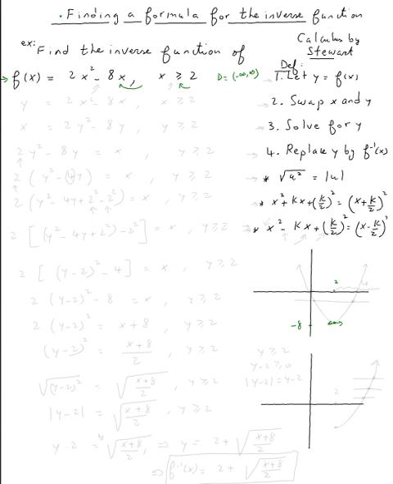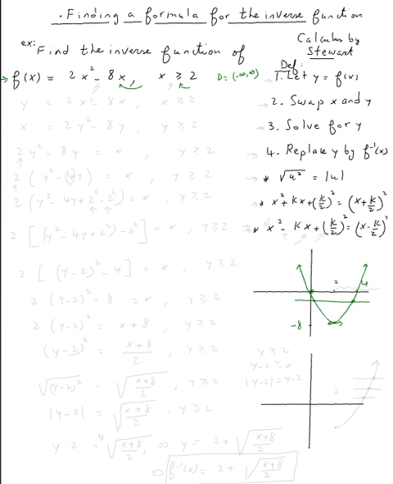So that's the vertex. For the x-intercepts, set it equal to 0, and you'll get x equals 0 or x equals 4. So here's 0 and here's 4. It doesn't matter, I just want to graph it so you can have an idea. So this is the function. Remember, this is not a one-to-one function because it doesn't pass the horizontal line test. And if it's not one-to-one, the inverse does not exist.